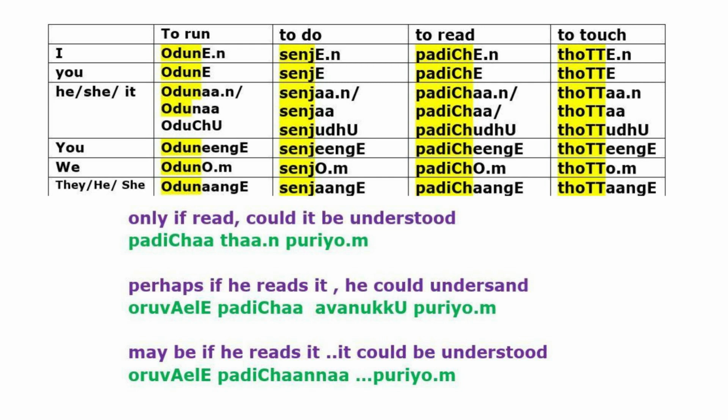Say, if the dog chases, run. You don't have to say just in case the dog chases you, run. Instead, if the dog chases, run. The next one is maybe if he reads it. ஒருவேளை படிச்சான்னா. This is the conjugated form we are using and then adding the na sound to it. ஒருவேளை படிச்சான்னா புரியும். Maybe if he reads it, it could be understood.